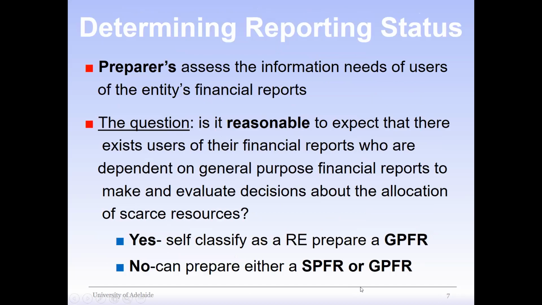So for the preparers, for the entity, they need to ask themselves a question. Is it reasonable, and I've emphasized the word reasonable, is it reasonable to expect that there exist users who are dependent on a general purpose financial report to meet their information needs? So is it reasonable? And in the study, we identified what we believe were indicators of reasonableness in the expectation of there being users, and correlated that with the reporting status. So if the answer to that question is yes, the entity will self-classify as a reporting entity and prepare a general purpose financial report. If the answer is no, they can choose to prepare either a special or a general purpose financial report.